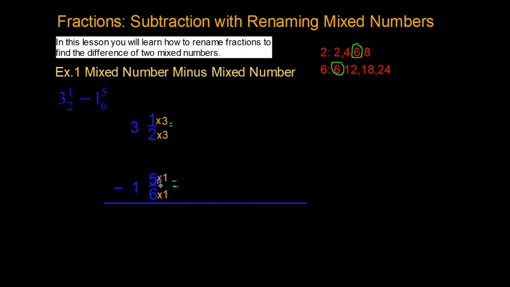The next thing that we do is carry over our whole number. So we don't want to forget to carry over the whole number. So we want to carry over this whole number 3. And now let's look at 1/2 times 3, and that's going to give us 3/6.